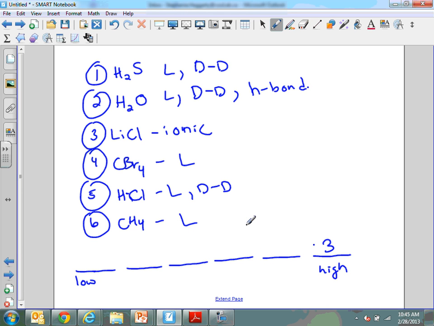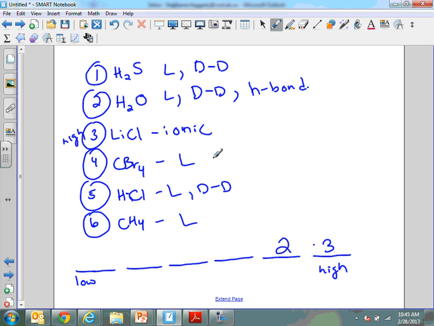Now we can start comparing these. So the only other one on my list, so this was the highest, the ionic. The only other one on my list that has hydrogen bonding, so that'll be the strongest of the molecular, is water. So water is going to be the second highest compared to salt. Okay, now we look what's going to be the lowest.